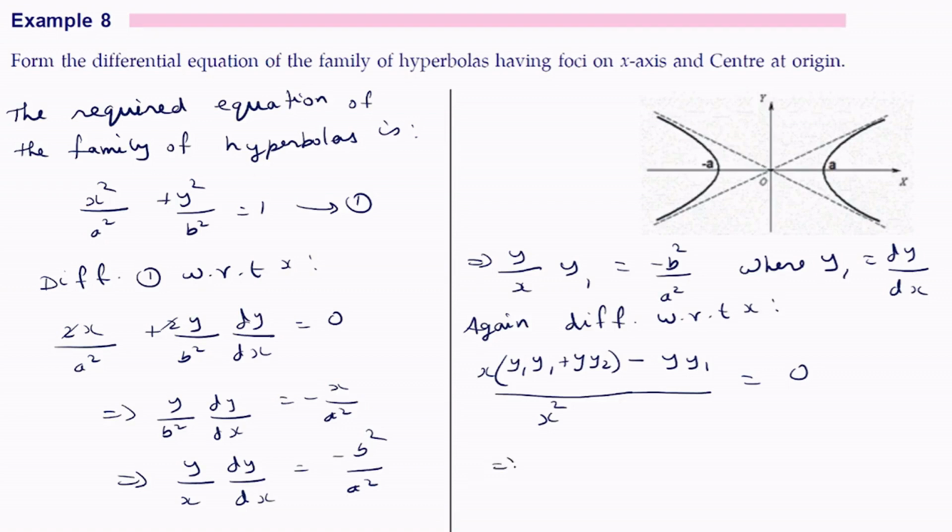So from this we get x into y1 square plus y2 minus y1 equal to 0. So this is the required differential equation of the family of hyperbolas having foci on the x-axis and center at the origin.